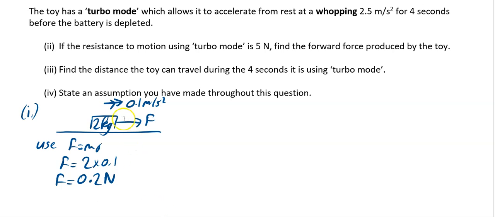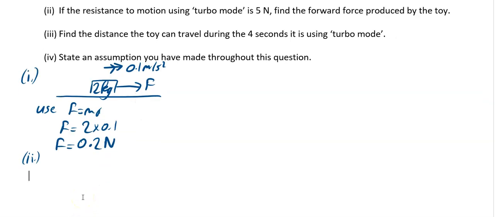Okay, it says the toy has a turbo mode which allows it to accelerate from rest at a whopping 2.5 meters per second squared for 4 seconds before the battery is depleted. If the resistance to motion during the turbo mode is 5 newtons, find the forward force produced by the toy. So a diagram again, and then I can scroll down. So I will scroll down a wee bit, so I can get this drawn.